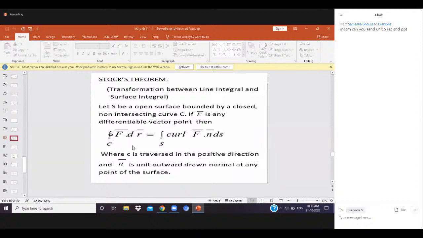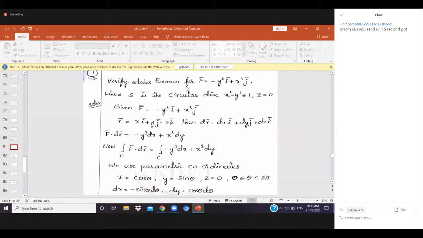Inside we have the line integral of F bar dot dr bar, that is work done, when we are evaluating problems. This side what we have is integral over S curl F bar dot n bar. So one of the problems is there: verify means we need to verify both sides, right hand side and left hand side. First of all, F bar is given, and S is a circular disk, x square plus y square less than or equal to 1 and z equals to 0.